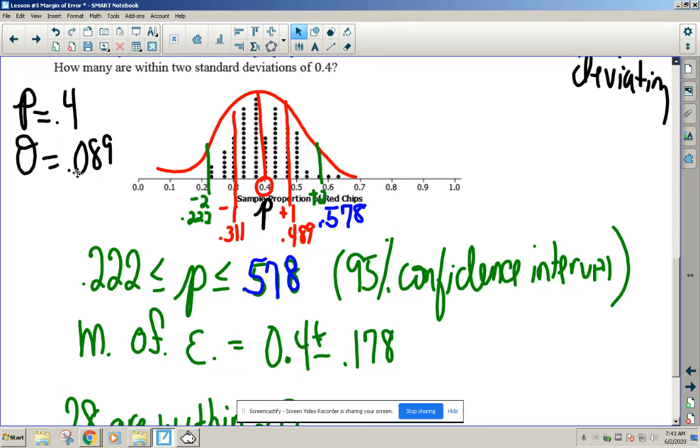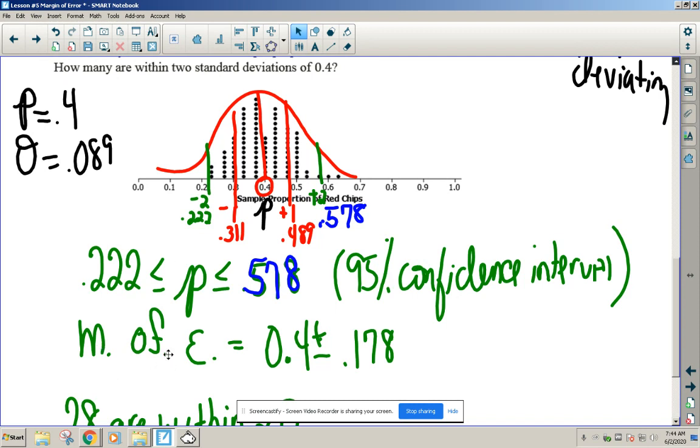So if I added another 0.089 to 0.489, I would get 0.578. And if I subtracted another standard deviation from 0.311, I'd get 0.222. So my 95% confidence interval is running from 0.222 to 0.578. And if I wrote this as a margin of error, my margin of error would be my mean, my 0.4, plus or minus 2 standard deviations, which if I double this, I get 0.178.